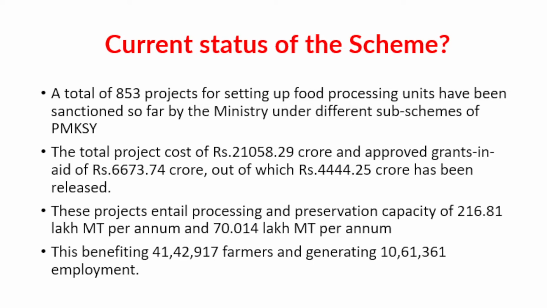In this slide, we are discussing the current status of the scheme. A total of 853 projects for setting up food processing units have been sanctioned so far by the ministry under different sub-schemes of PMKSY. The total project cost is rupees 21 crore and approved grants-in-aid of rupees 6,000 crore, out of which 4,000 crore have been released. These projects entail processing and preservation capacity of 216 lakh metric ton per annum and 70 lakh metric ton per annum, benefiting 41 lakh farmers and generating 10 lakh employment.